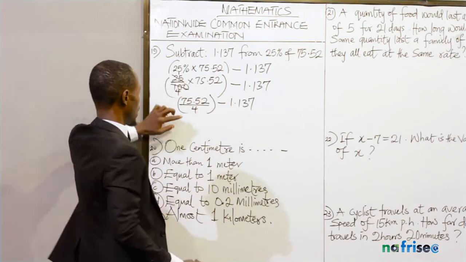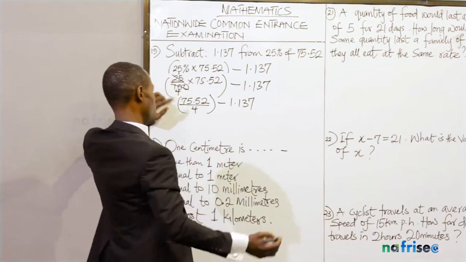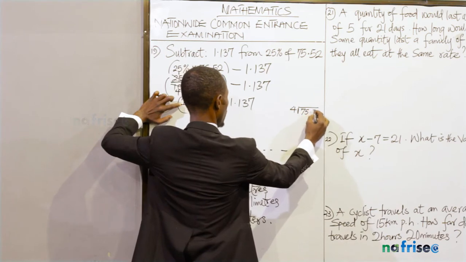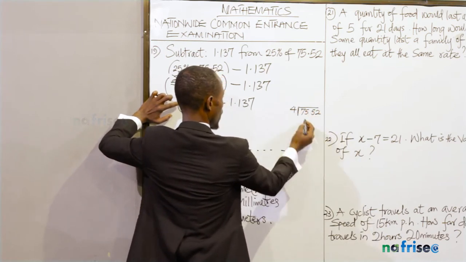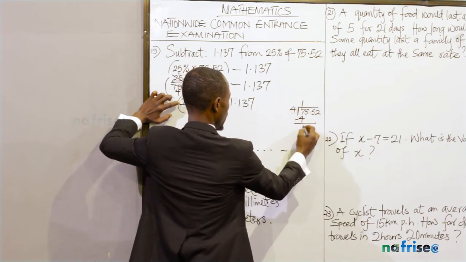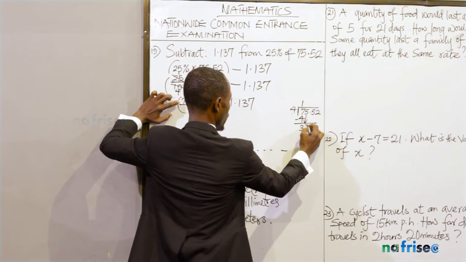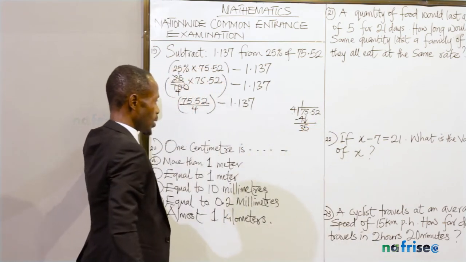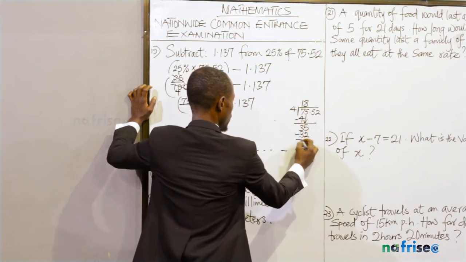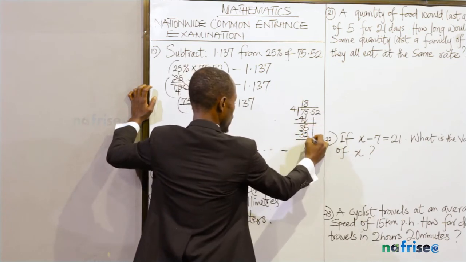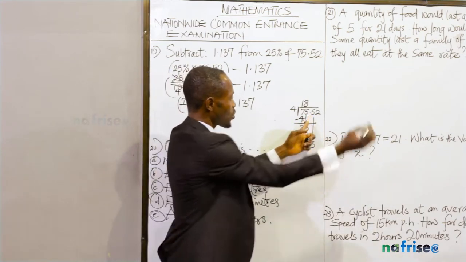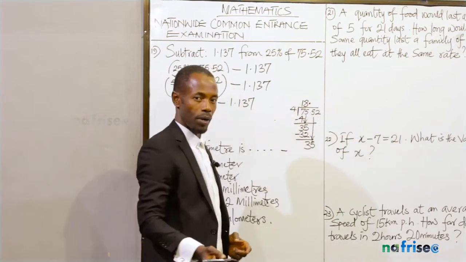Now, if you are not comfortable with this, you can use long division. 75.52, ready? 7 divided by 4 is 1. 1 times 4 is 4. You minus this, you have 3. You bring down 5. 35 divided by 4 is 8. 8 times 4 is 32. You minus this, you have 3. You bring down 5. But now, take note. There's a decimal point here, so you need to send that decimal point back to where it is.